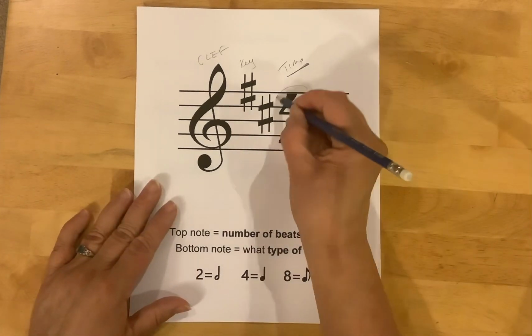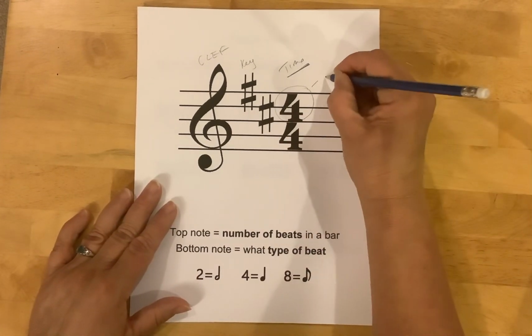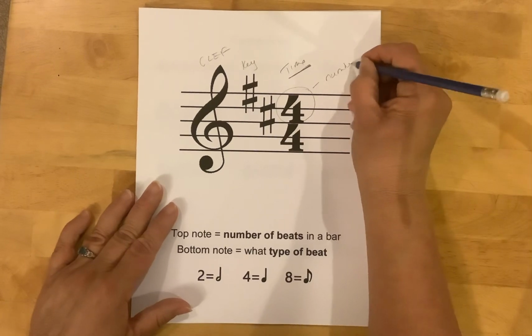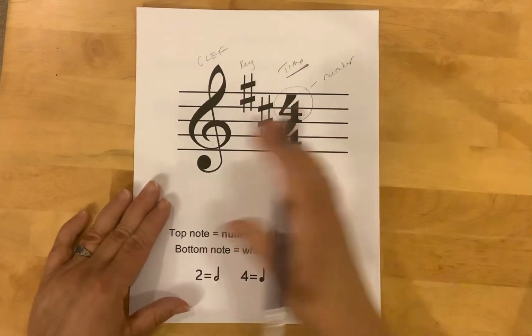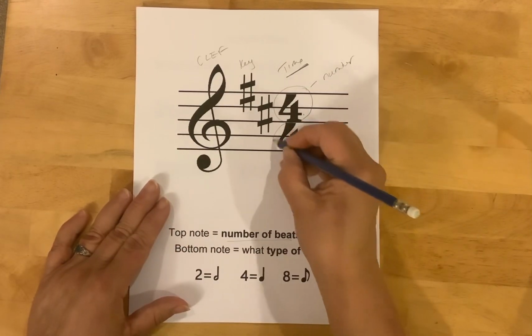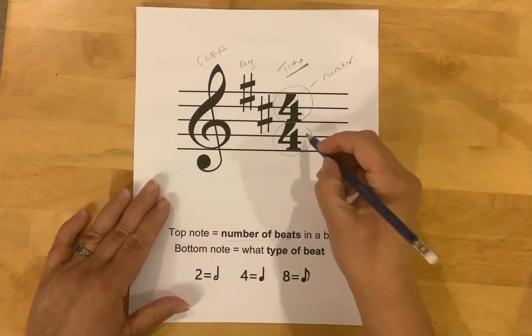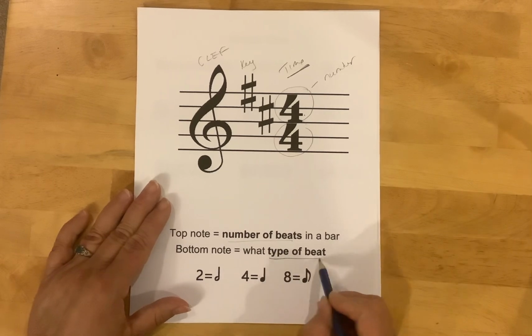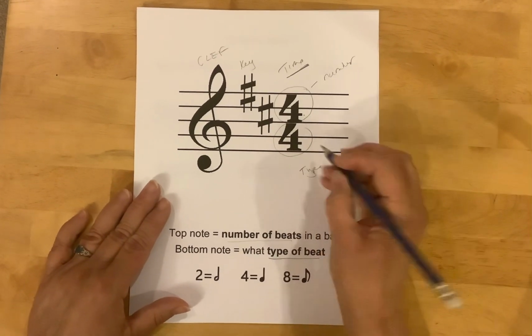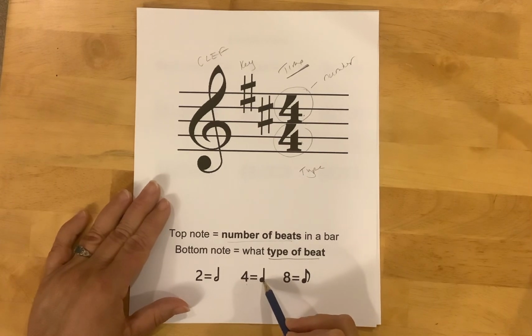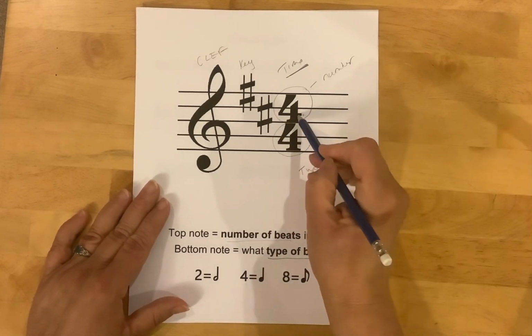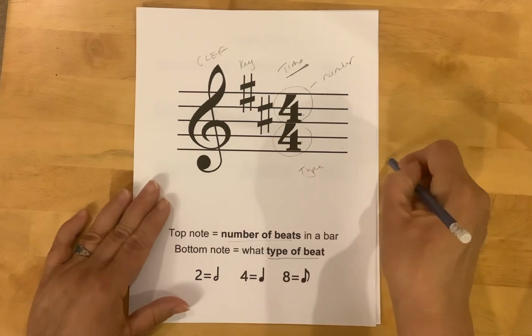So the top note tells you the number of beats. So top note, number of beats. So there are 4 beats in this piece. And then the bottom one, pretend there's a piece after this, tells you what type of beat it's going to be, the type of beat. So if the bottom is 4, your type of beat is a quarter note. So if it says 4/4, that means there are 4 quarter note beats in a bar.